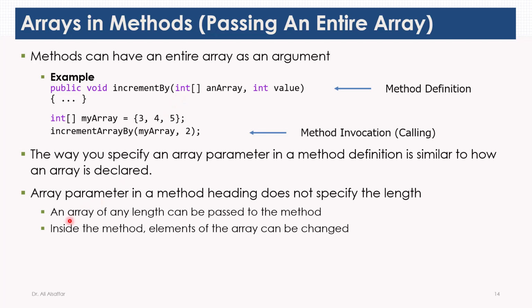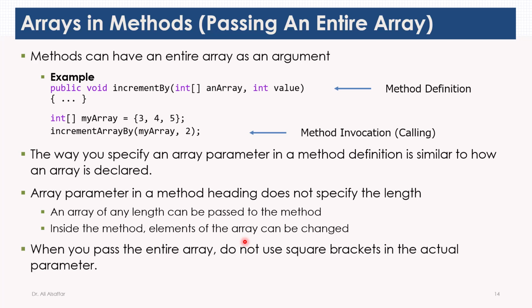One more thing: when you pass an entire array as an argument to a method, then inside the method, any change to any element of the array can change the array itself. So when you pass an array as an actual parameter and supply it to a formal parameter, and you change the array of the formal parameter inside the method, then the actual parameter also will change. And we will see by an example what we mean by this.